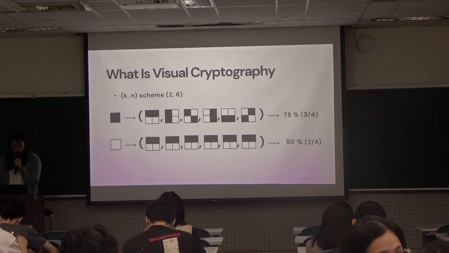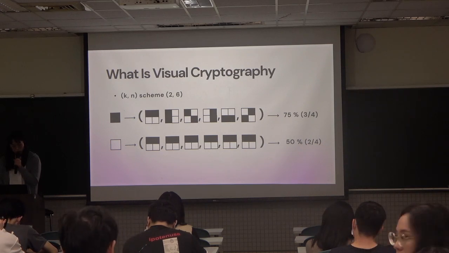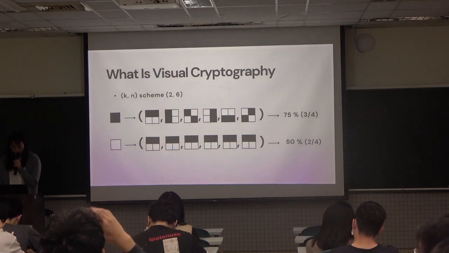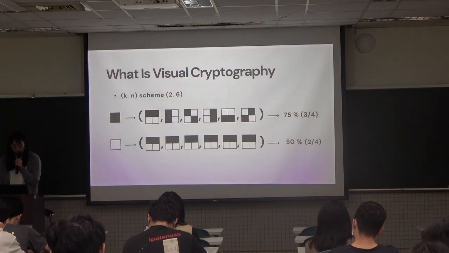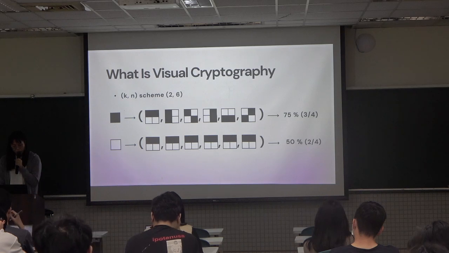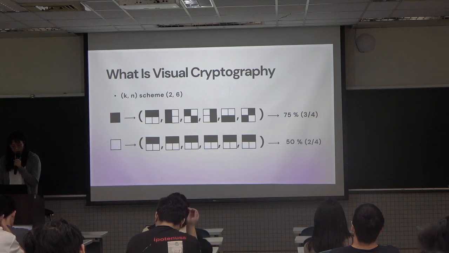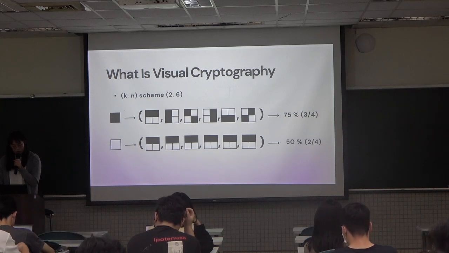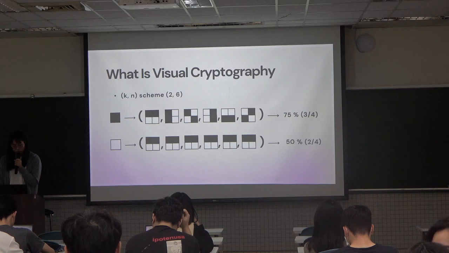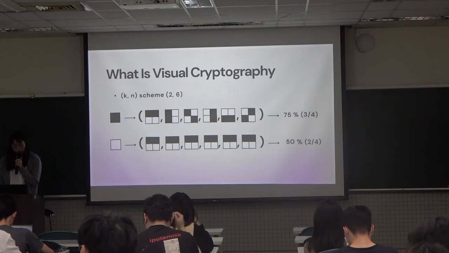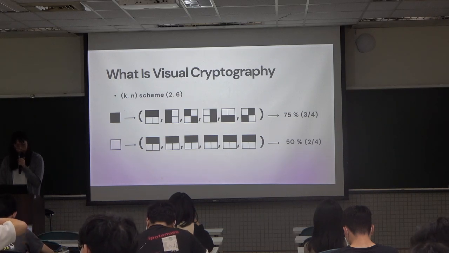If the overlap result in the black area coverage is more than 75%, then we can determine that the original pixel color is black. And if the black area coverage is 50%, then we can say that the original color of that pixel is white. Notice that whatever the original pixel color is, the percentage of the black small pixels always remains the same, and so do the white small pixels.